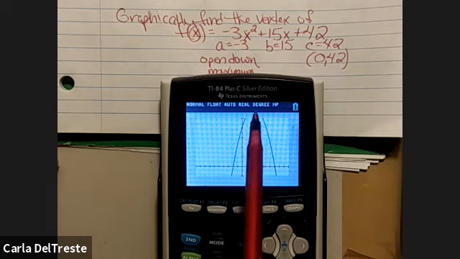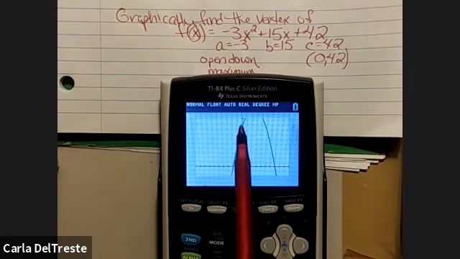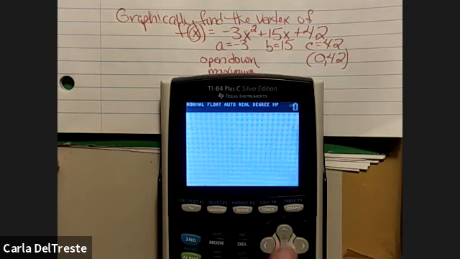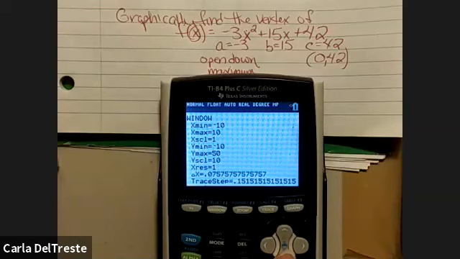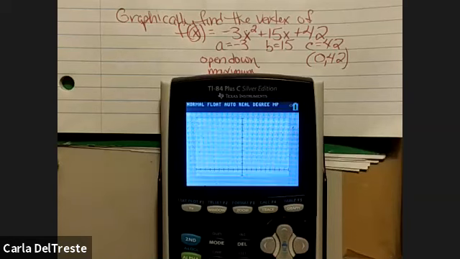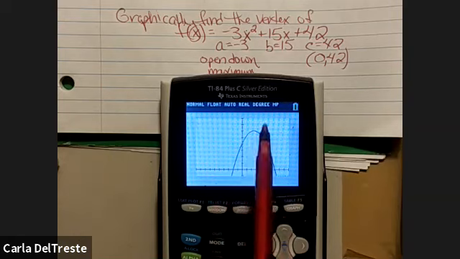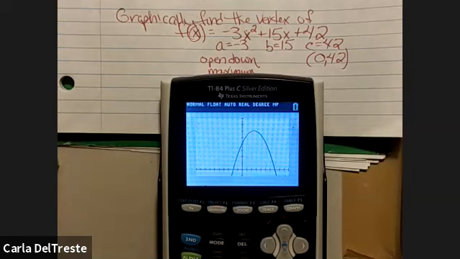Not too bad, but I'm not seeing my vertex yet, okay? So I do have to adjust my window, go a little bit higher than what I originally had. So let's go back into window, and I'm going to change my Y max to be 80, okay? And then go back to the graph. Here comes the face down parabola. And now I can see the vertex. So I'm seeing all the important features. I want the vertex especially.